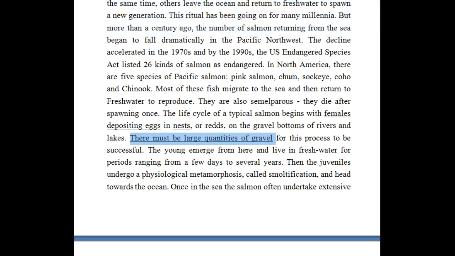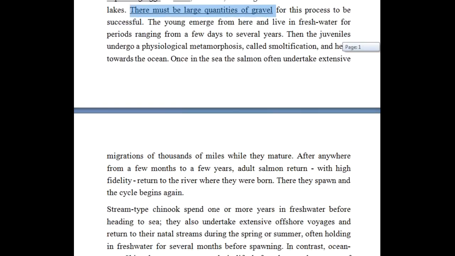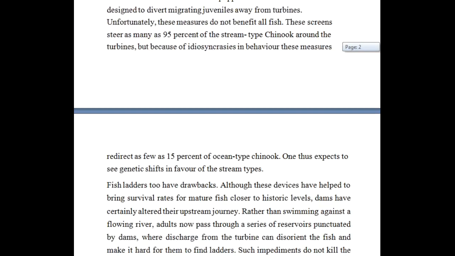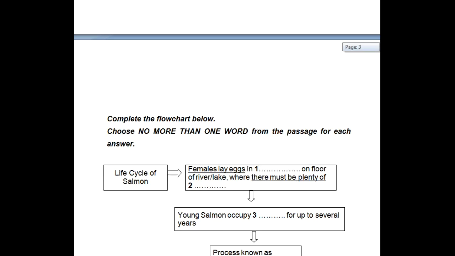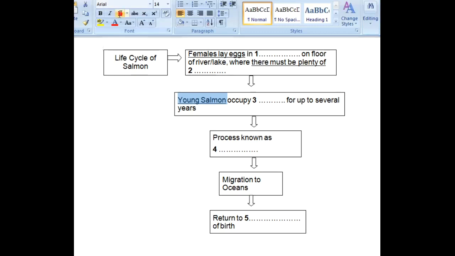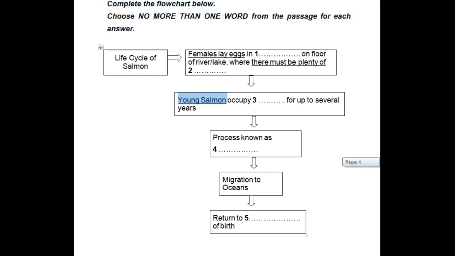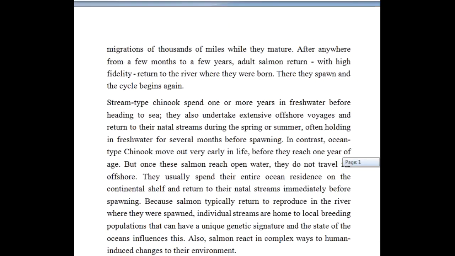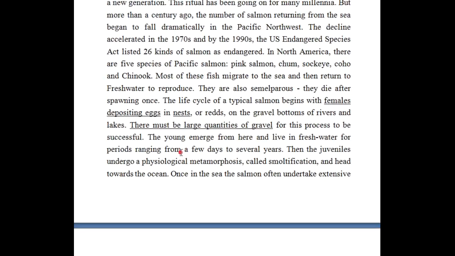You got two answers now. So easy. You can see the keywords just before the gap and after the gap always work. Next question is young salmon occupy dash for up to several years. So perhaps young salmon is the keyword here, right? So underline young salmon and go back to the passage and start reading further. From here, the young, okay, we immediately find it. So that is young. Sometimes it's too early, too easy, and too near to find.